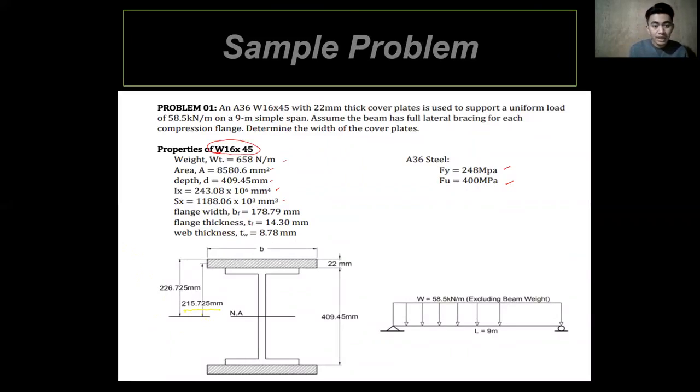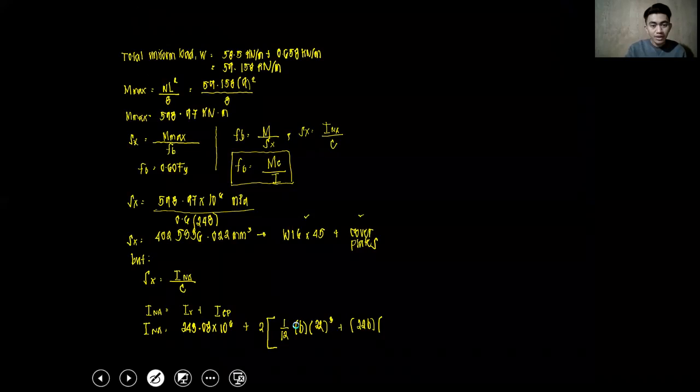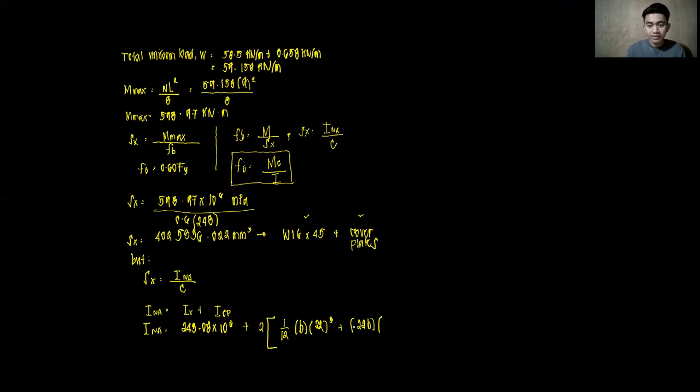Ayan. So paano ko nakuha yan? That is just 402.45 divided by 2 plus 22 divided by 2. All right? So I will have here 215.725 squared. So what is now the value for I and A?